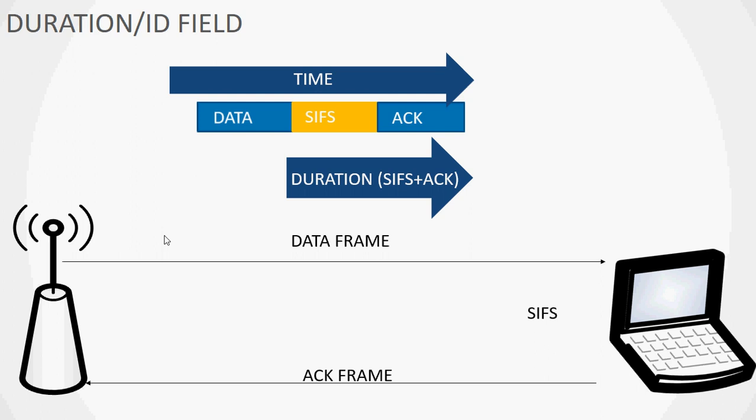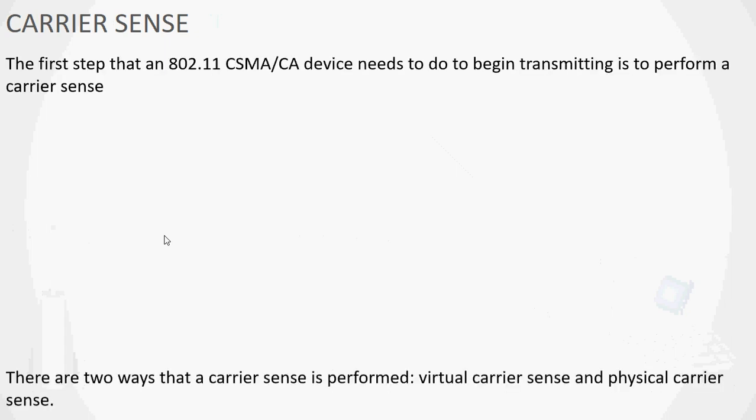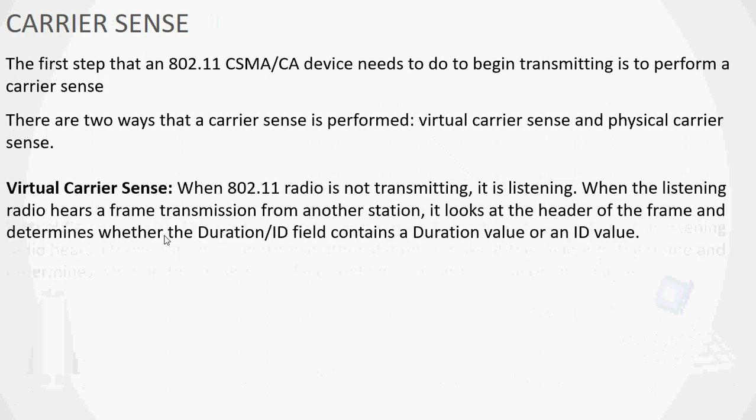Now the third is carrier sense. The first step that an 802.11 CSMA/CA device needs to do to begin transmitting is to perform a carrier sense. There are two ways of carrier sense: one is virtual and the other is physical. Virtual carrier sense: when an 802.11 radio is not transmitting, it is listening.